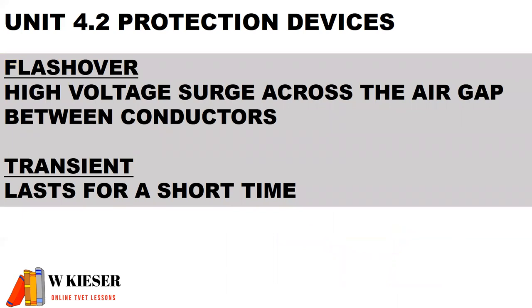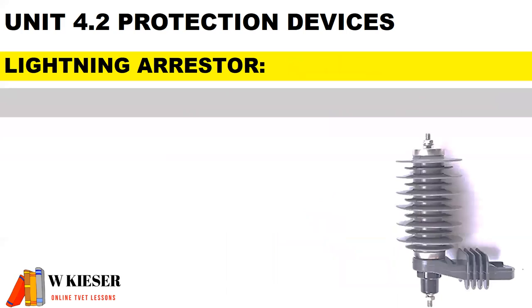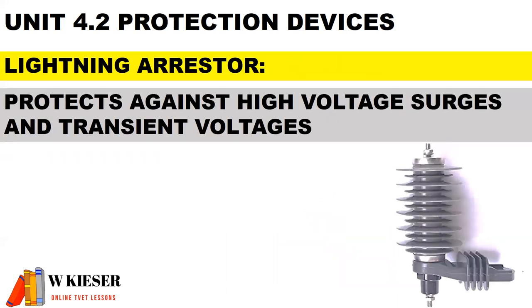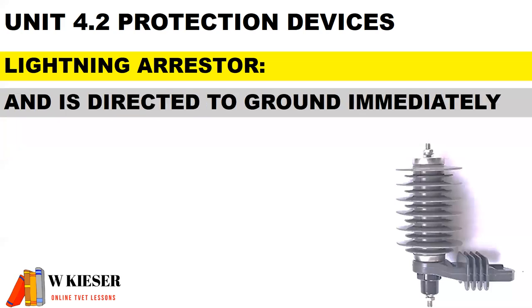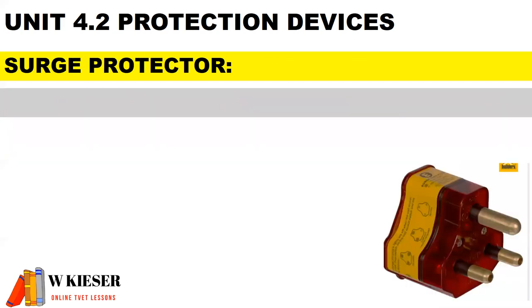What do we mean by flashover and transient? For flashover, it is high voltage surges across the air gap between conductors. A transient fault lasts for a very, very short time. A lightning arrestor protects against high voltage surges and transient voltages and is directed to ground immediately and is found on high voltage distribution networks and usually protects against lightning.